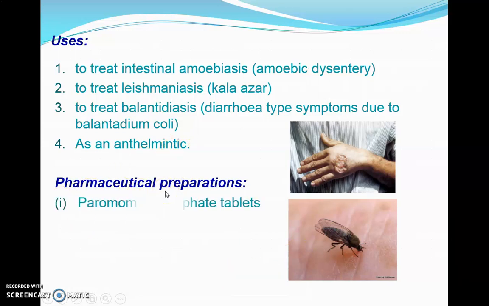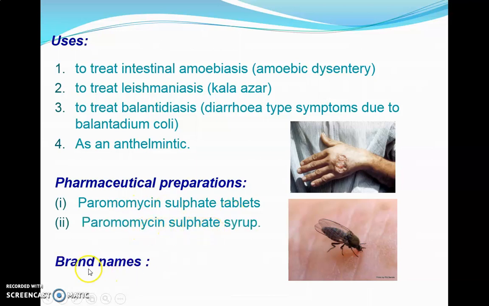Next, pharmaceutical formulations such as paromomycin sulfate tablets and paromomycin sulfate syrup, and the brand names include Paramycina and Humatin. These are the brands under which paromomycin is available in the market.